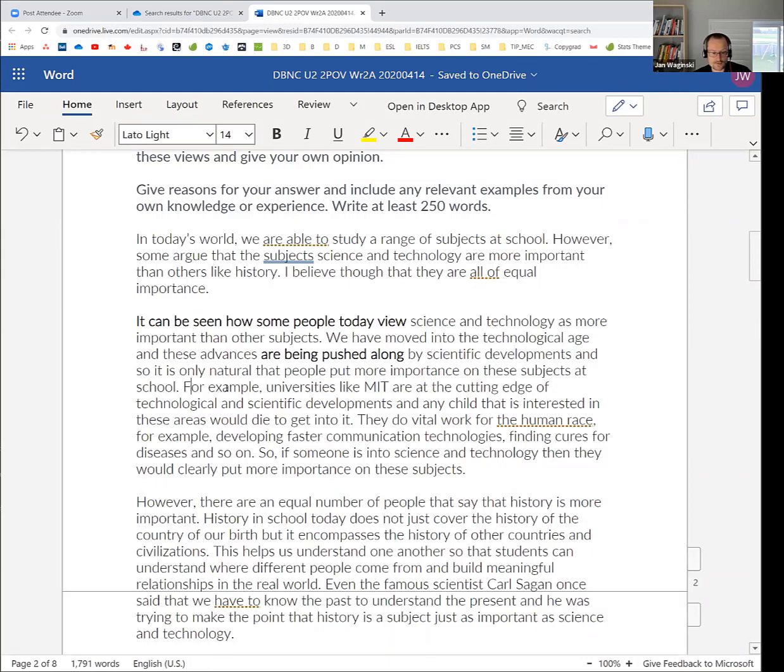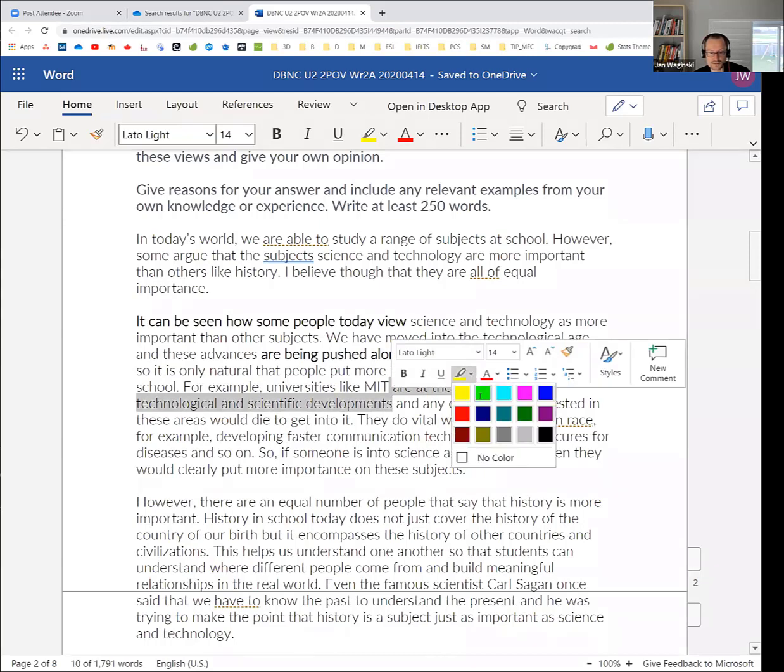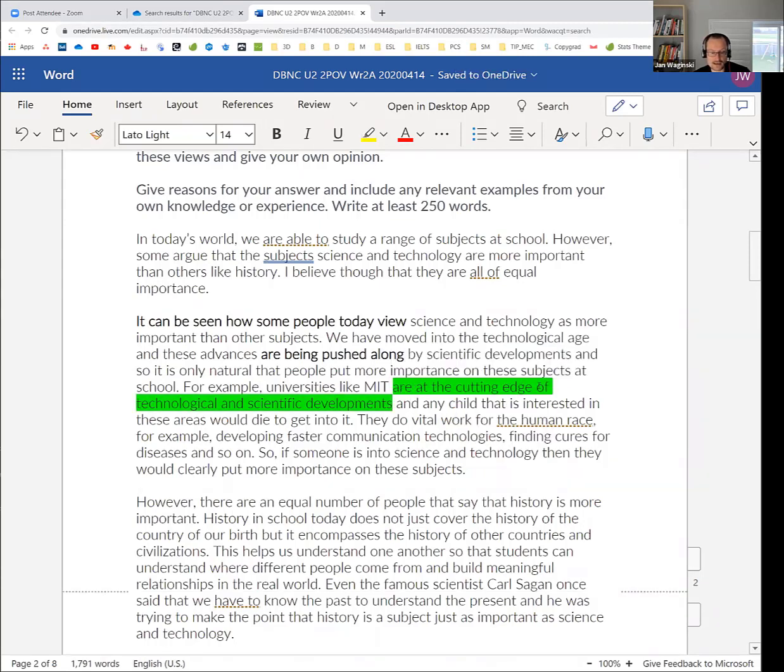And example, for example, universities like MIT are at the cutting edge of technological and scientific developments. I'm going to highlight this because that's a great phrase, are at the cutting edge. What does that mean?